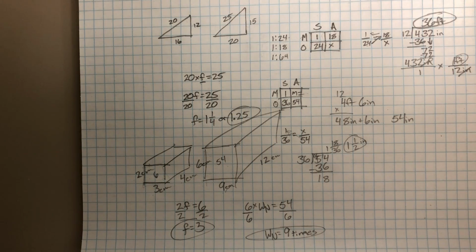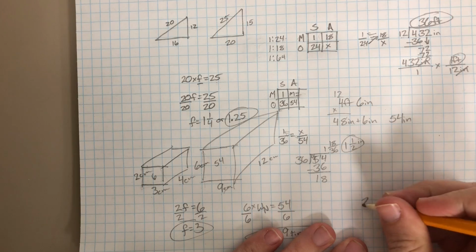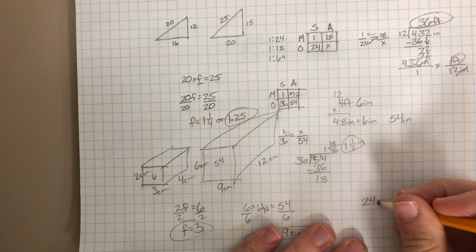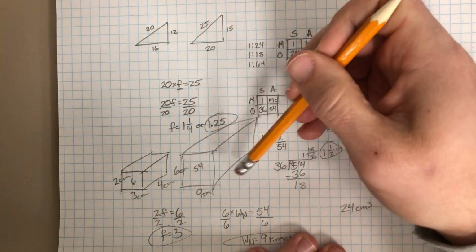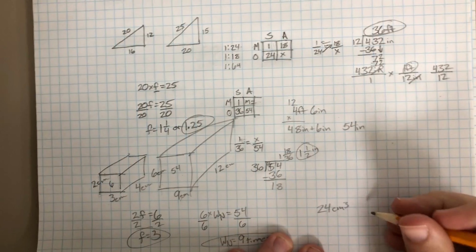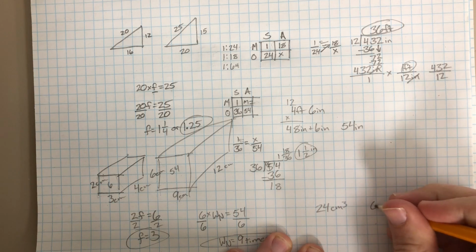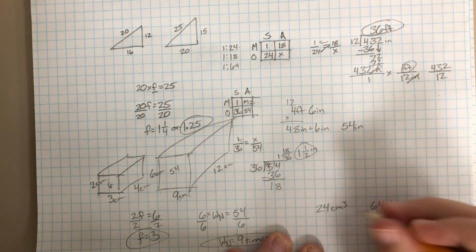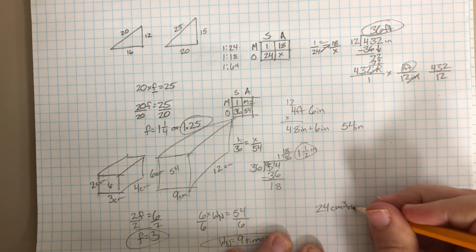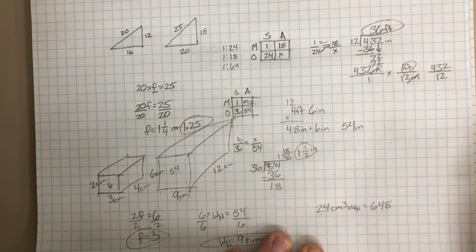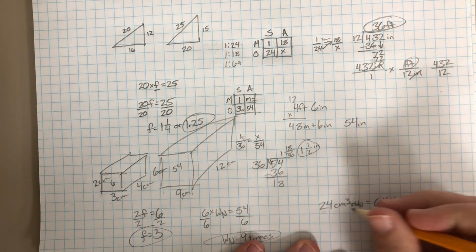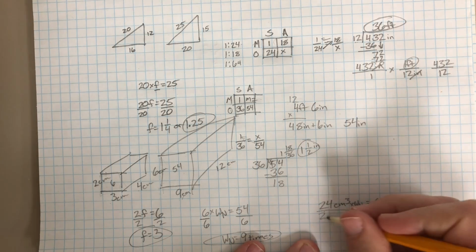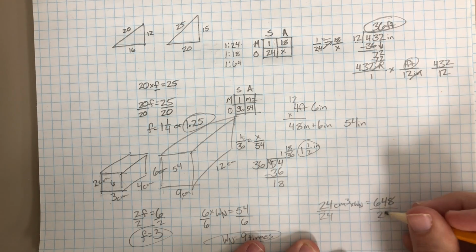Okay, so then I do 2 times 3 times 4. 2 times 3 times 4 is 24 centimeters cubed. And the larger one is 6 times 9 times 12. 6 times 9 times 12 is 648. Okay, so 24 times what number equals 648? Well, the way I could solve that, to get this by itself, divide by 24.